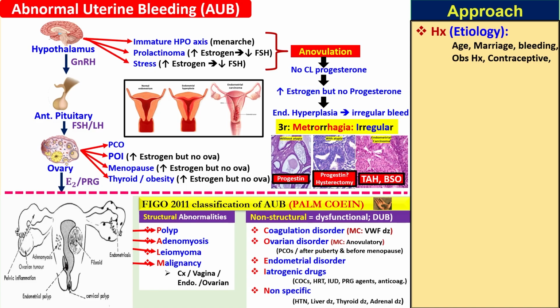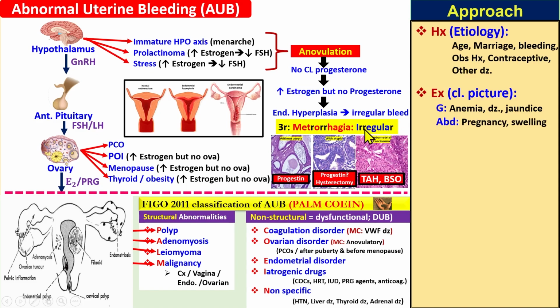Okay, and also take the history of contraceptive use, because contraceptives, as you know, can cause abnormal uterine bleeding, especially the dysfunctional type. Also ask about other diseases like hypertension, liver disease, thyroid disease, adrenal disease. Okay, and in the clinical examination, what do you want to see? First of all, check the general signs like anemia, symptoms of thyroid disorder, or jaundice which represents liver disease.